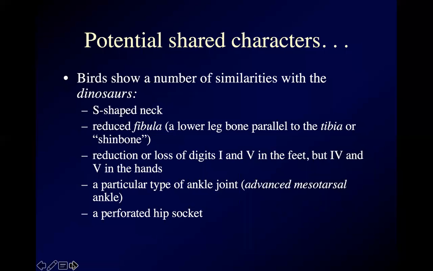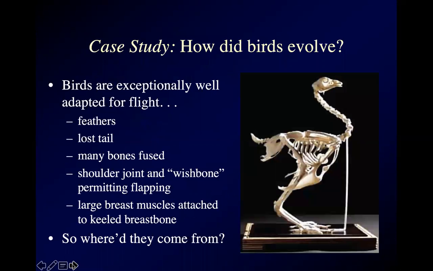It turns out that they show a number of pretty detailed similarities with a group that you've heard of called the dinosaurs. One is an S-shaped neck, which you can see up here. You see how that neck is in the shape of an open letter S. You could see that in a goose or a swan. It's not that easy to see in a short-necked bird because the feathers cover everything, but it is there.